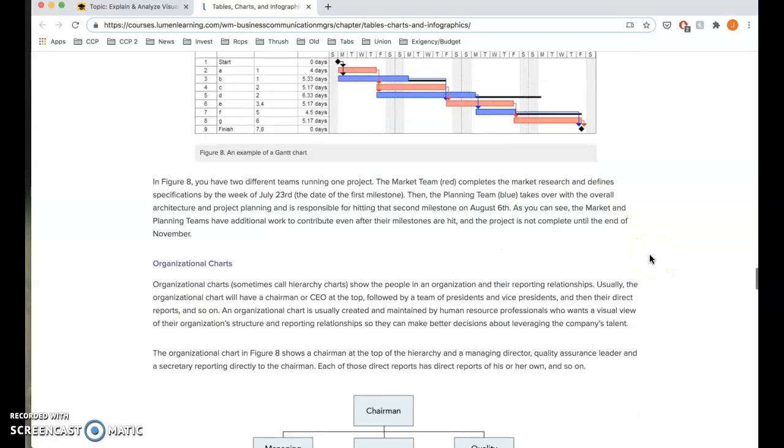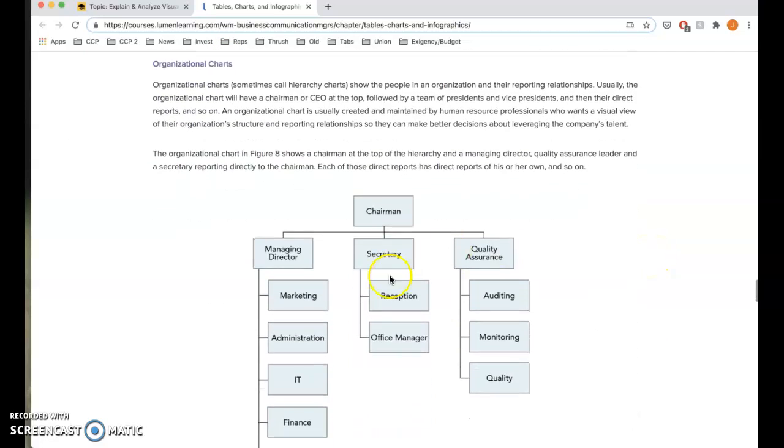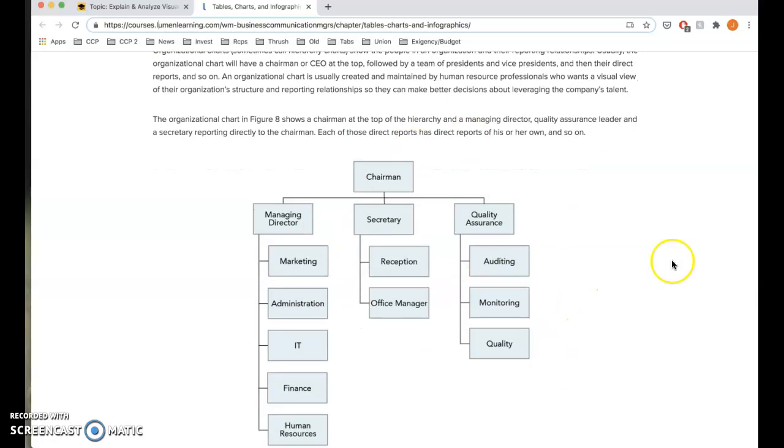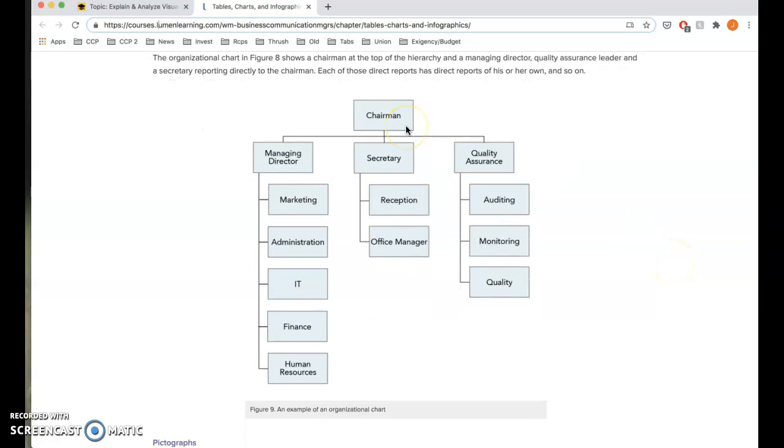Organizational charts are another way that information is given visually, right? This is an organizational chart of a company, and again, this one doesn't have a label at the top. But I can see that there's hierarchy here, where this person appears to have the most power. These three people are directly under this person, and then there are people underneath each of these people.